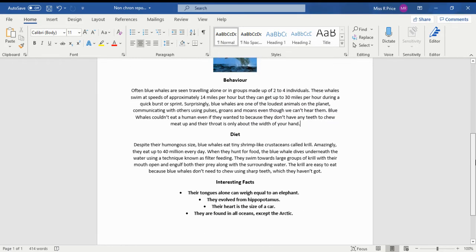And my final subheading is diet. And this means what do the whales like to eat? So here, I'm going to tell you what they eat. I'm not going to go back and tell you things about what they do because that's got nothing to do with the diet. And that's why subheadings are really important. They have to just tell you the information, which is what the subheading says.